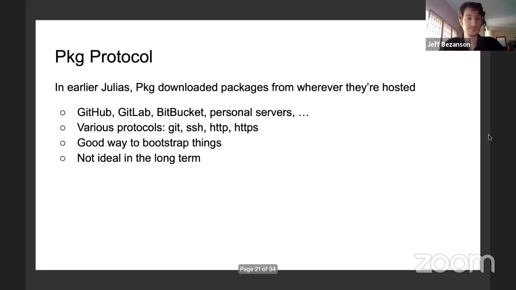Yep. Okay, so we talked about the package protocol a little bit earlier. In earlier Julias, the package manager just downloaded packages from wherever they're hosted: GitHub, GitLab, Bitbucket, personal servers. It's usually on GitHub, but it can in theory be anywhere. So if you need to access all of your registered packages, you potentially are talking to any server anywhere on the internet. It can potentially use different protocols: the Git protocol, SSH, plain HTTP, secure HTTP.